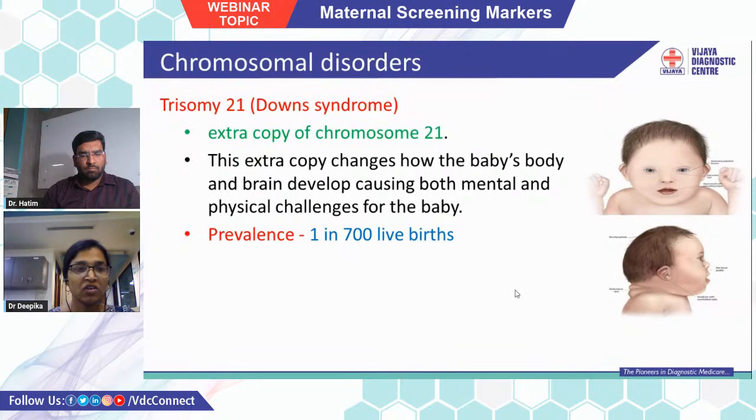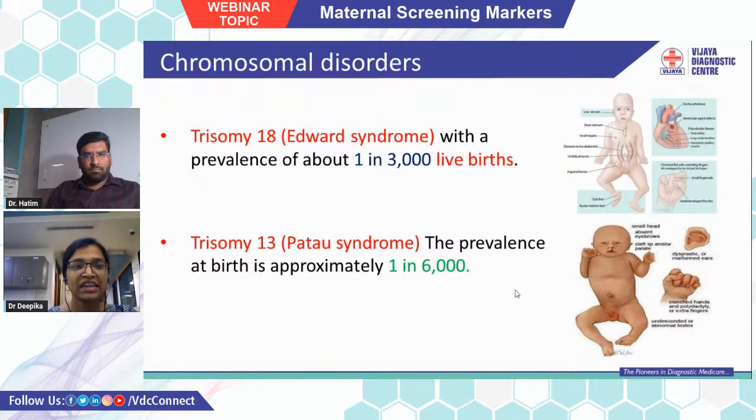Among the chromosomal disorders, the most common is trisomy 21, and the prevalence of Down syndrome is 1 in 700 live births. Because of the presence of an extra copy of a chromosome, it changes the baby's body as well as brain development, causing both mental and physical challenges or disability for the baby. The second most common is trisomy 18, also known as Edwards syndrome, where the prevalence is 1 in 3,000 live births. Next is trisomy 13, also known as Patau syndrome, with a prevalence of 1 in 6,000.